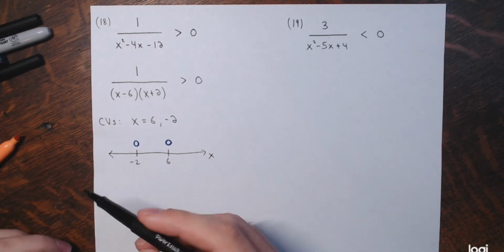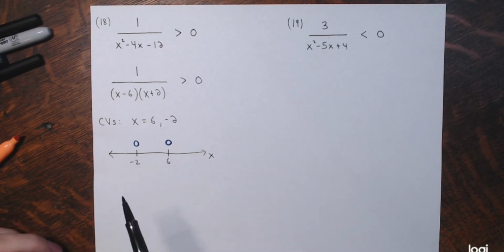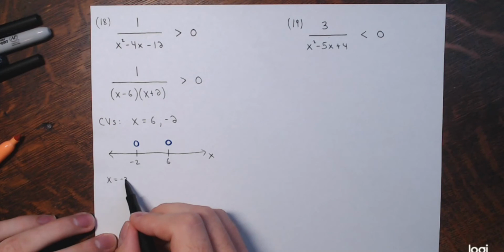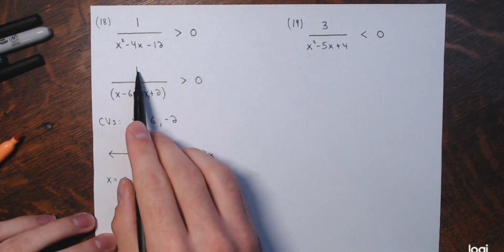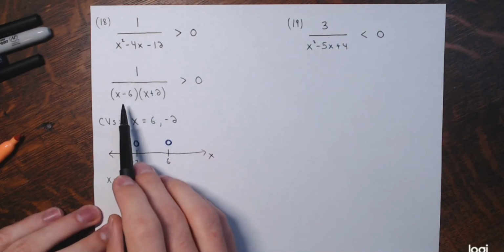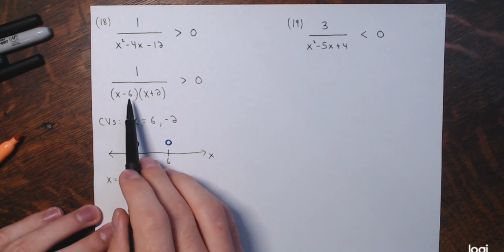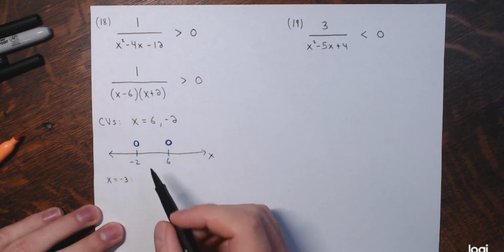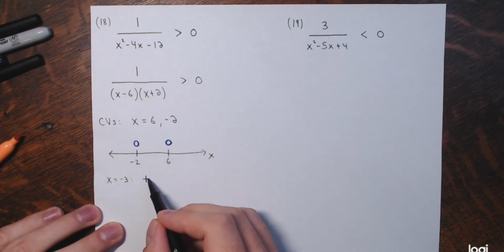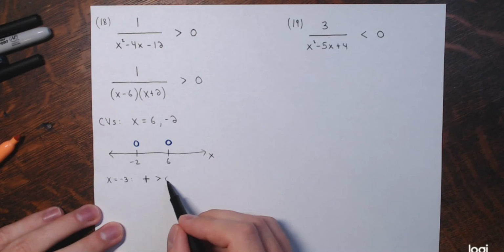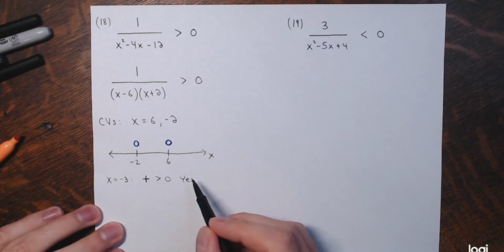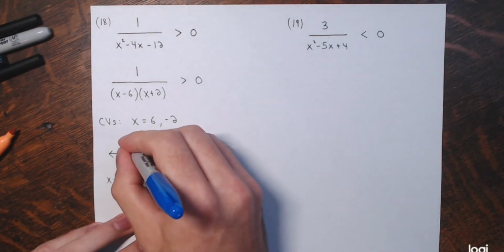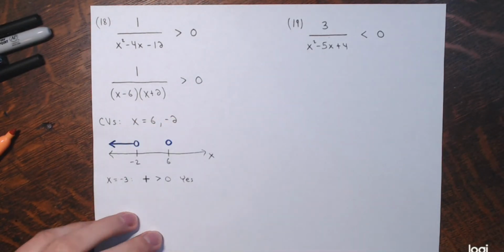Alright, then I'm testing values in these three intervals. So to the left of negative 2, how about negative 3? Now the numerator is positive all the time. For the denominator, I'd have a negative number times another negative number, so the denominator would be positive. Positive over positive. I'd have a positive number on the left, and is a positive number greater than 0? Yes. So again, I have solutions. This interval to the left of negative 2 has solutions.